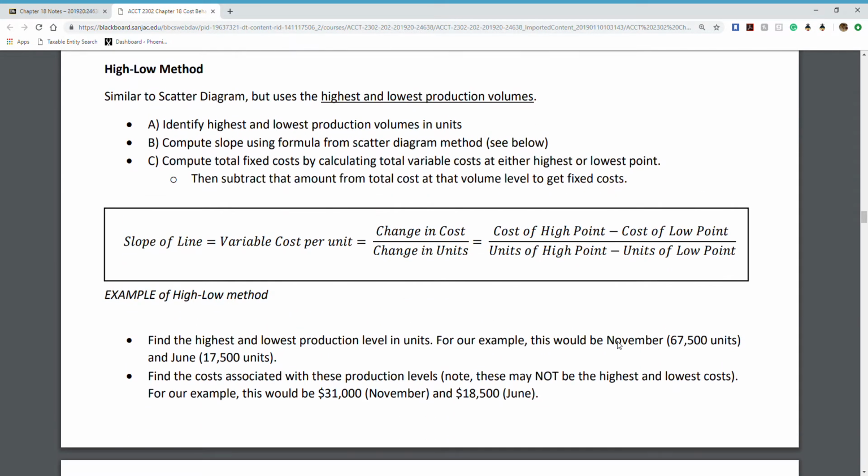So, the formula that we're going to use is simply this. We're going to find slope. And slope is always the change in cost. So the cost of our high point minus the cost of our low point, divided by the change in units, which is units of the high point minus units of the low point. This looks very similar to the slope formula in your regular math class, because it is. That's all we're doing, finding slope.